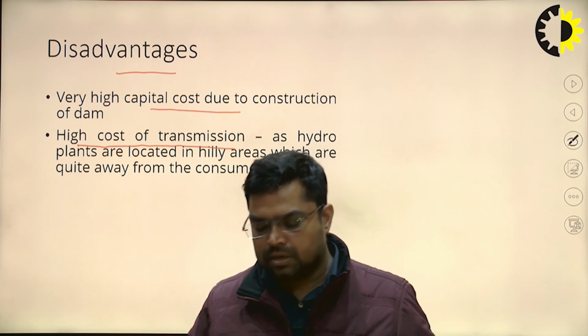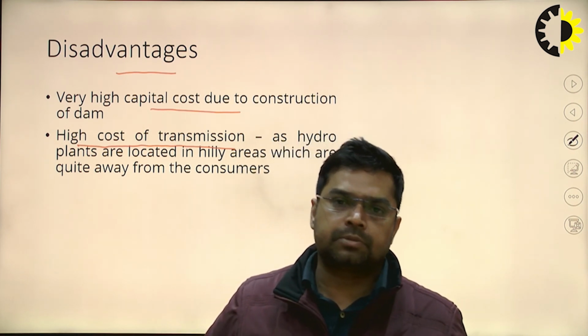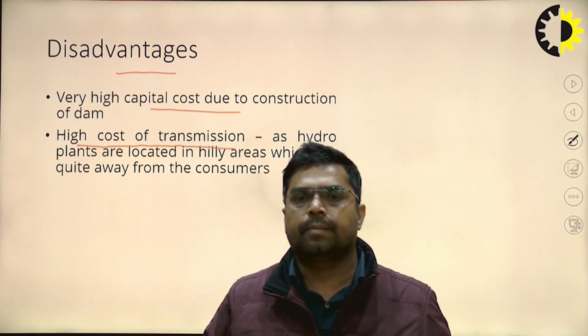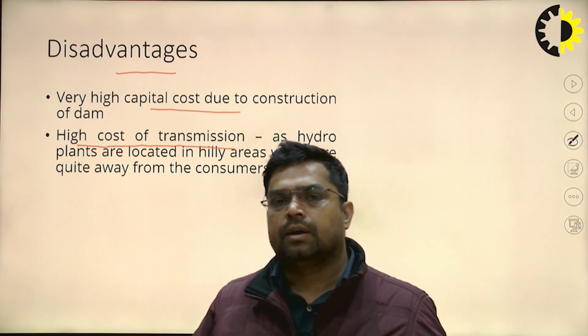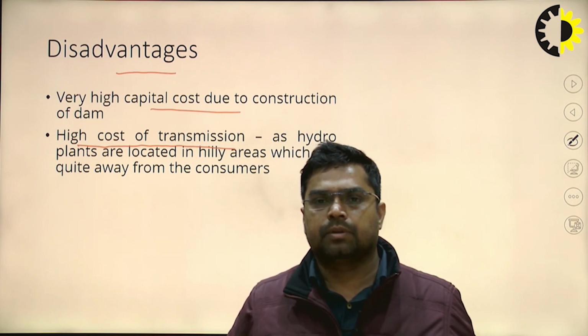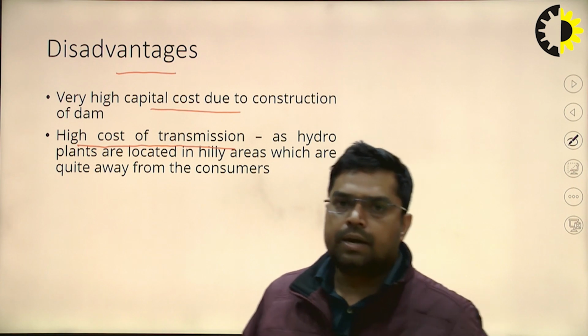So the transmission equipment we need, the transmission cost will increase. This is because they are available in very hilly areas, or very large places far from the populated area. So these are the disadvantages of the hydroelectric power plant.